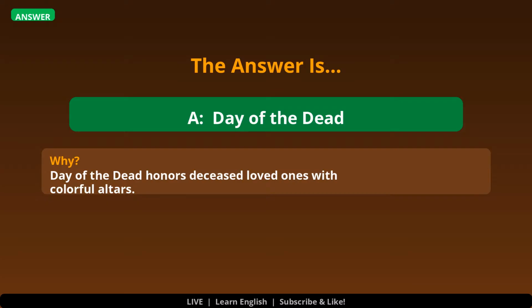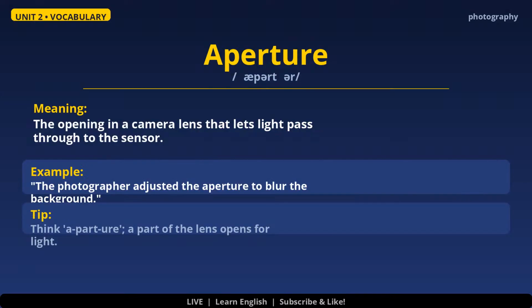Let's continue learning. Time for vocabulary. The word is aperture. The opening in a camera lens that lets light pass through to the sensor. Here's an example. The photographer adjusted the aperture to blur the background.